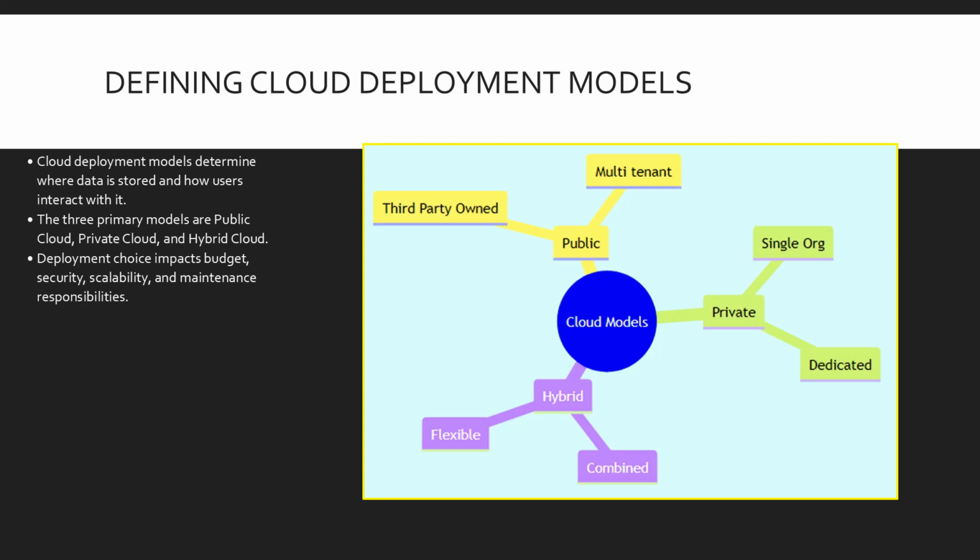To begin, we must define what a cloud deployment model actually is. It is essentially the specific environment where your cloud resources live and dictates who owns the infrastructure. As shown in the diagram, there are three primary models we will define: public, private, and hybrid.